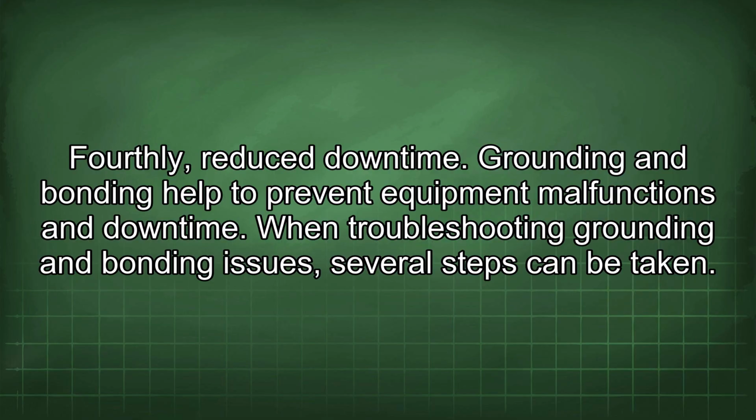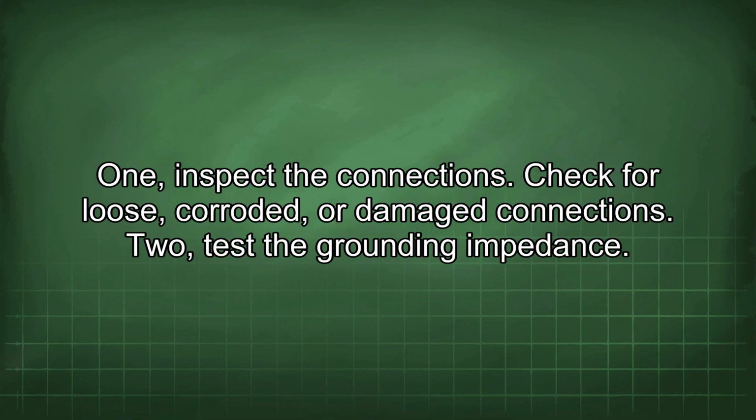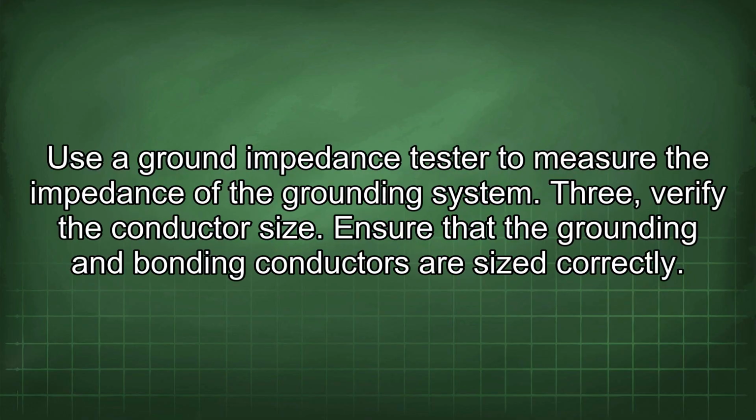When troubleshooting grounding and bonding issues, several steps can be taken. 1. Inspect the connections. Check for loose, corroded, or damaged connections. 2. Test the grounding impedance. Use the ground impedance tester to measure the impedance of the grounding system. 3. Verify the conductor size. Ensure that the grounding and bonding conductors are sized correctly.